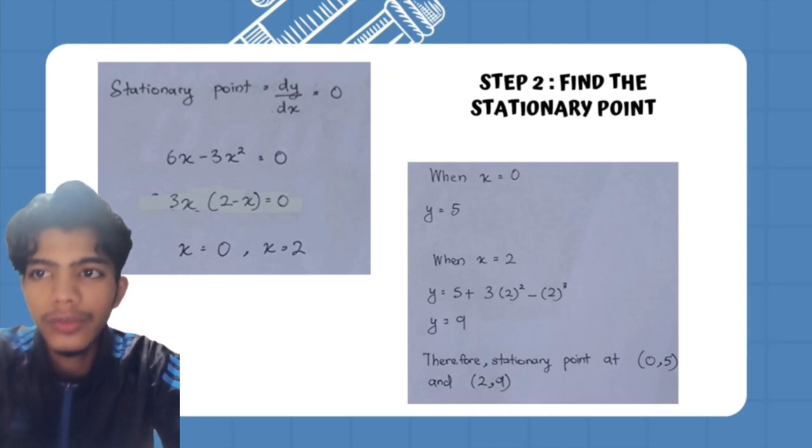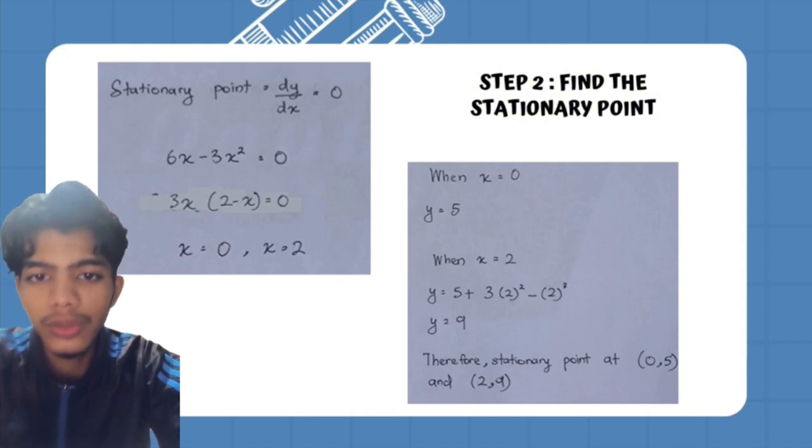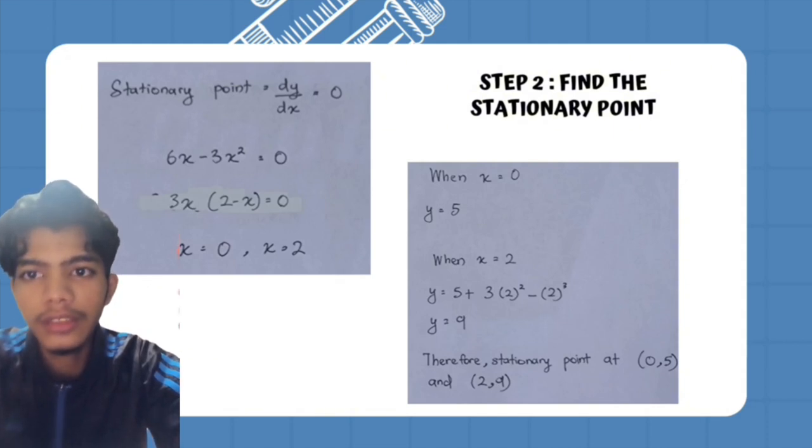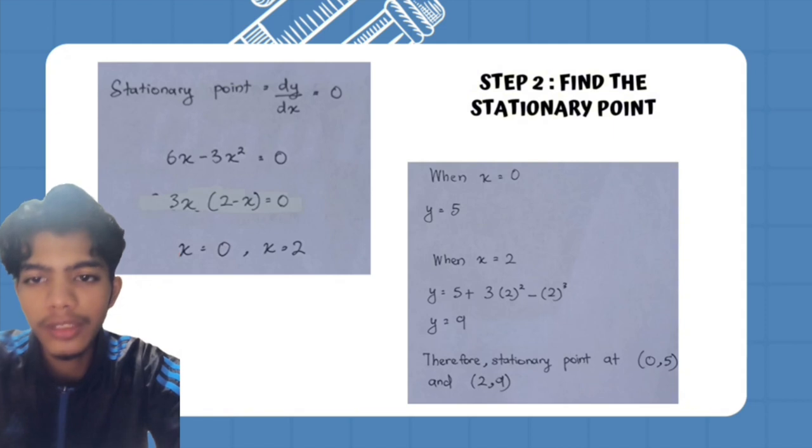Now we need to find the stationary point. At a stationary point, dy over dx equals 0. Therefore 6x minus 3x power 2 equals 0. Now each term is divided by 3 and we get 3x in bracket 2 minus x equals 0. Then we get 2 stationary points here, that is x equal to 0, then x equal to 2.